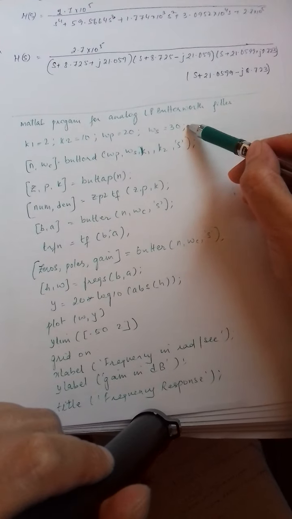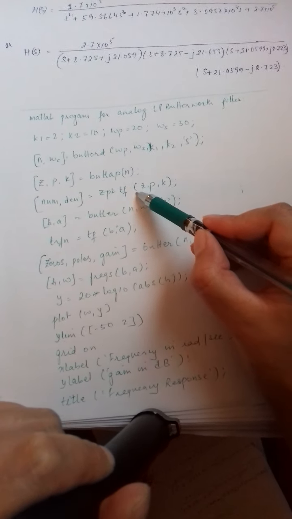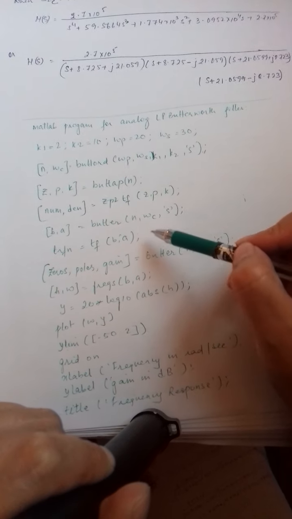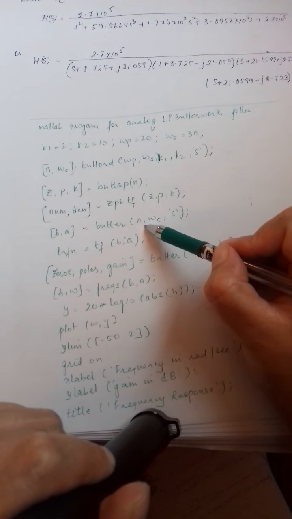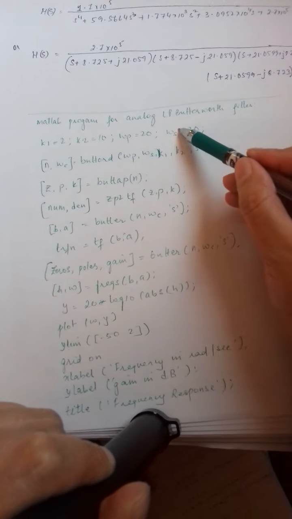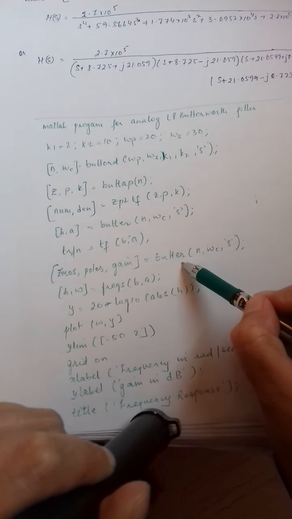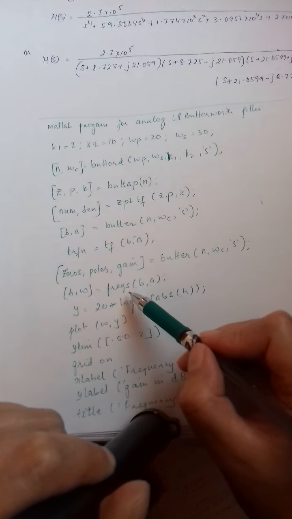So till here I've taught you how to get the order and the cutoff frequency, how to get the transfer function for a particular order, how to find the transfer function for the specified parameters, and how to get the transfer function in the form of zeros and poles. And this is how you plot.